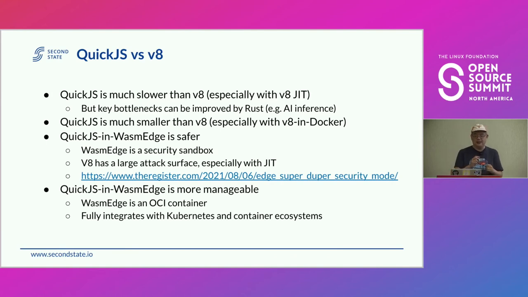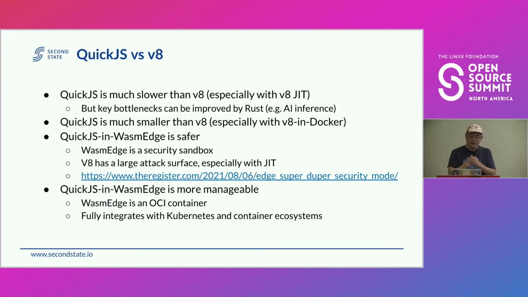The second thing that speaks to the benefit of the QuickJS approach is that it's much smaller than V8, especially if you consider V8 is not a container, so V8 has to be run inside Docker or inside a Linux container. That would give you like 1 gigabyte of footprint, because you have to have the Linux libraries and things of that nature put in there. WasmEdge with QuickJS is like 10 megabytes or less. That is a very big difference in terms of footprint.